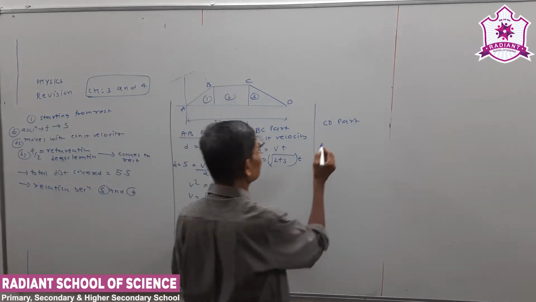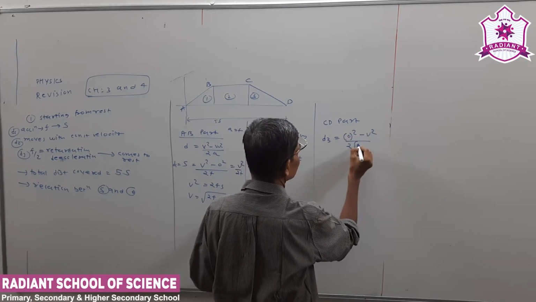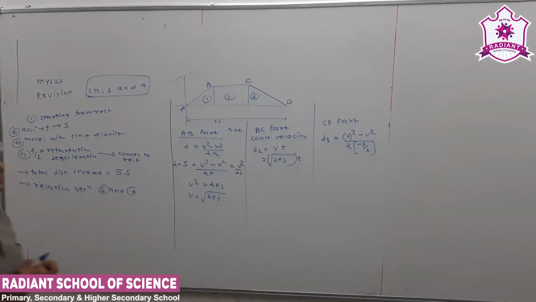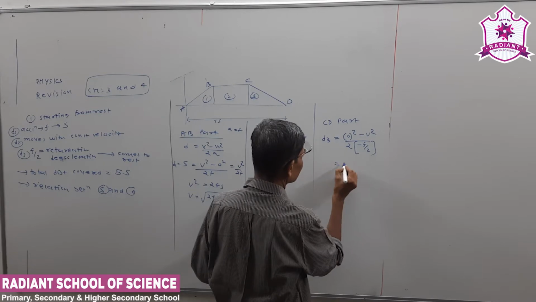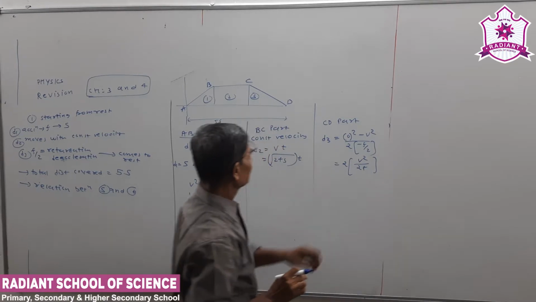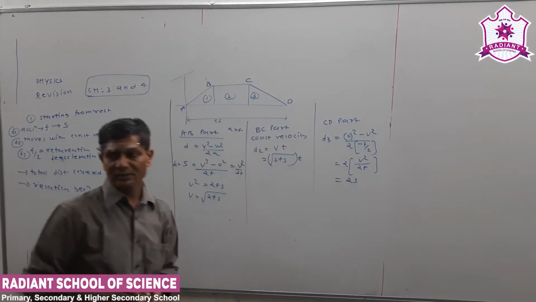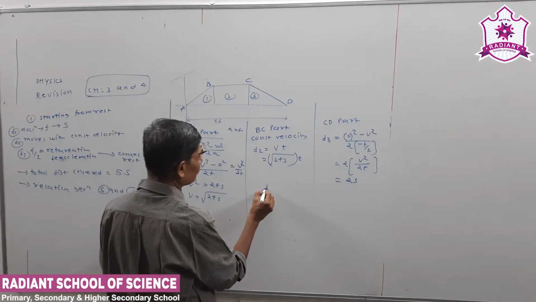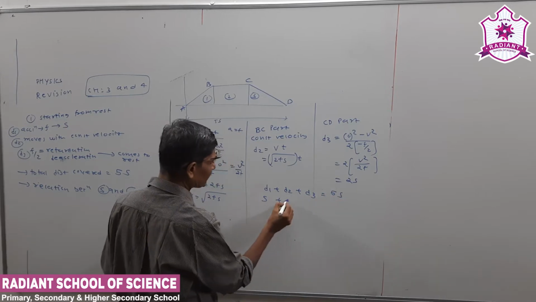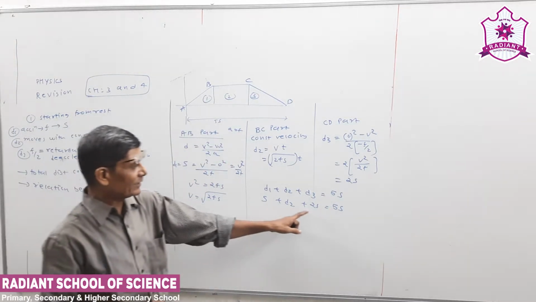So what is the distance covered? d3 will be, the question says the retardation is f by 2, so this will come out to be 2 into v square upon 2f. This negative sign will cancel. Now what is the value of v square upon 2f? That is s. So this d3 has become 2s. Now our total distance is given 5s. That is s, d2 we don't know, and d3 is 2s. Now this will make 3s.